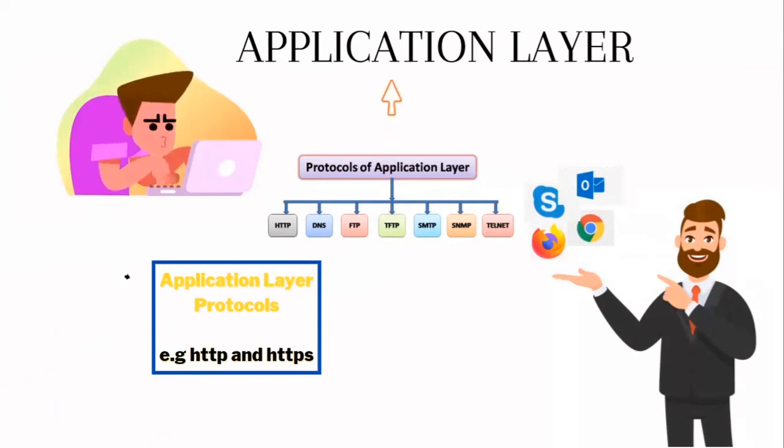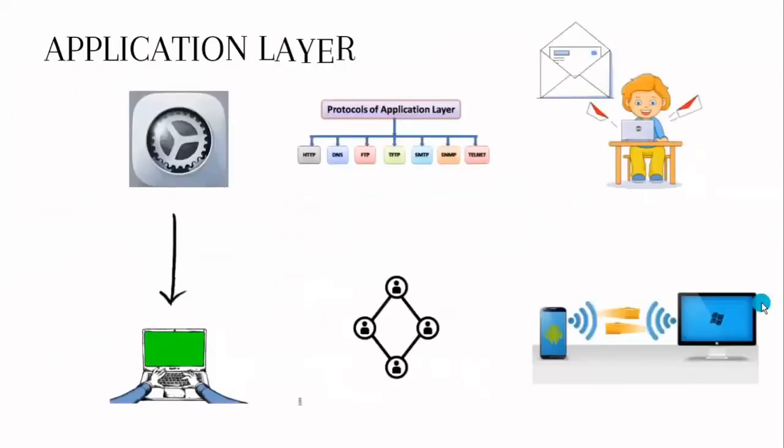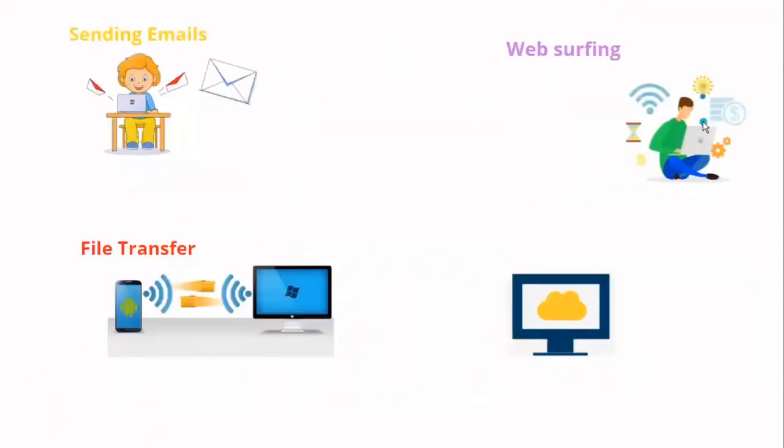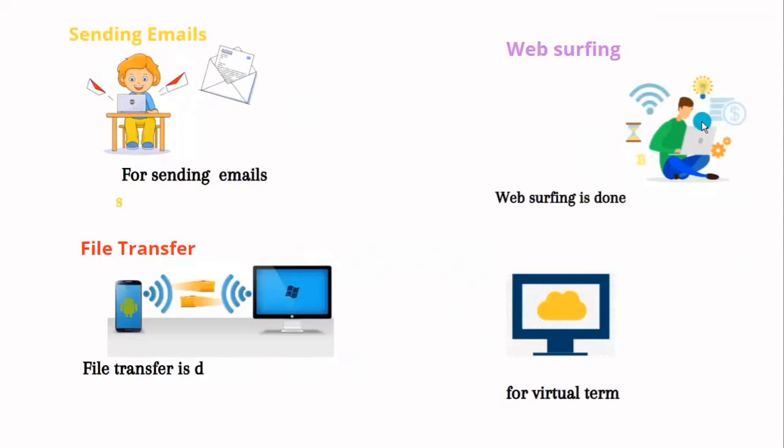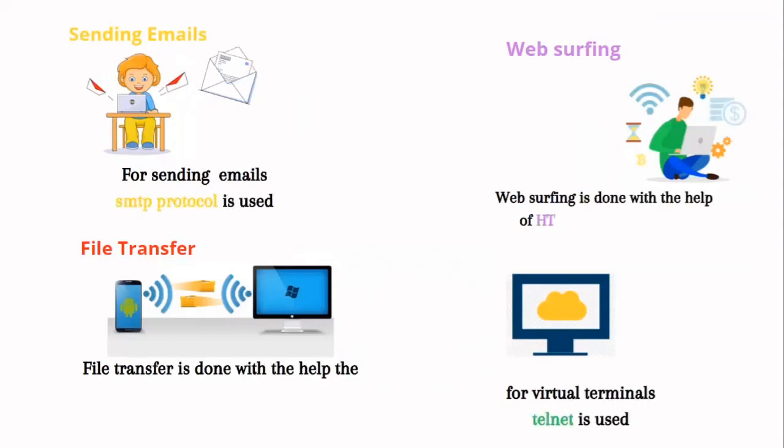All of those interactive applications provide a set of services that allow the application layer to supply data to and receive data from the presentation layer. So, for sending emails, the SMTP protocol is used. Web surfing is done with the help of the HTTP or HTTPS protocol, while file transfer is done with the help of FTP protocols, and for virtual terminals, Telnet is used.